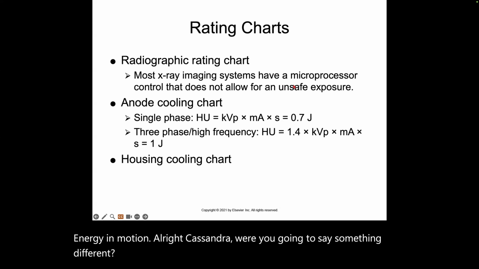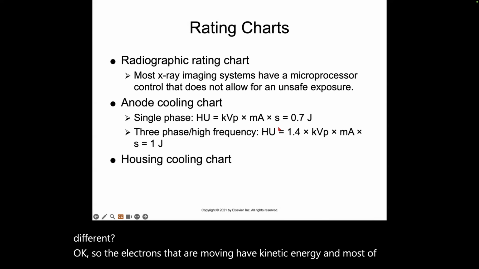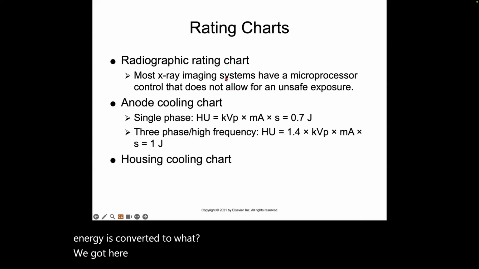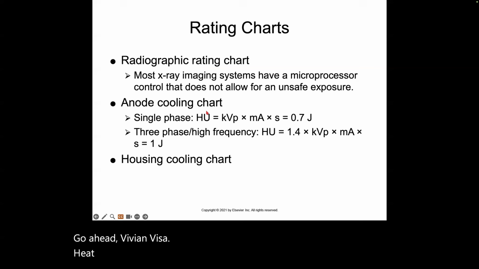No. Okay, so the electrons that are moving have kinetic energy, and most of that energy is converted to what? Vivian. Most of the energy is converted to what? Go ahead, Vivian. What do you say? I said heat. Heat. Fantastic. All right, so a lot of heat is generated at the tube.